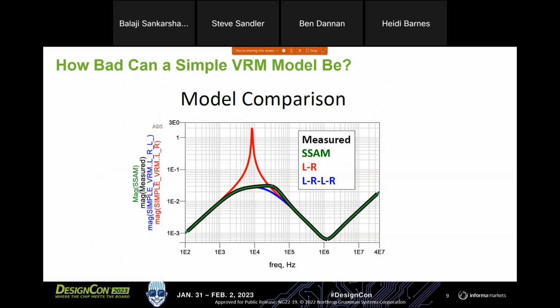Now, obviously my RL model is not matching. I only have 2 elements and I can't match that shape of the measured curve. But if I add more elements in LR, I can start to match it more closely. But like we mentioned before, you don't get all of those other noise sources. You're just matching the impedance. Whereas the state space average model will dig in and show you how we can build that and be a lot more sophisticated and have a higher fidelity simulation. Next slide.